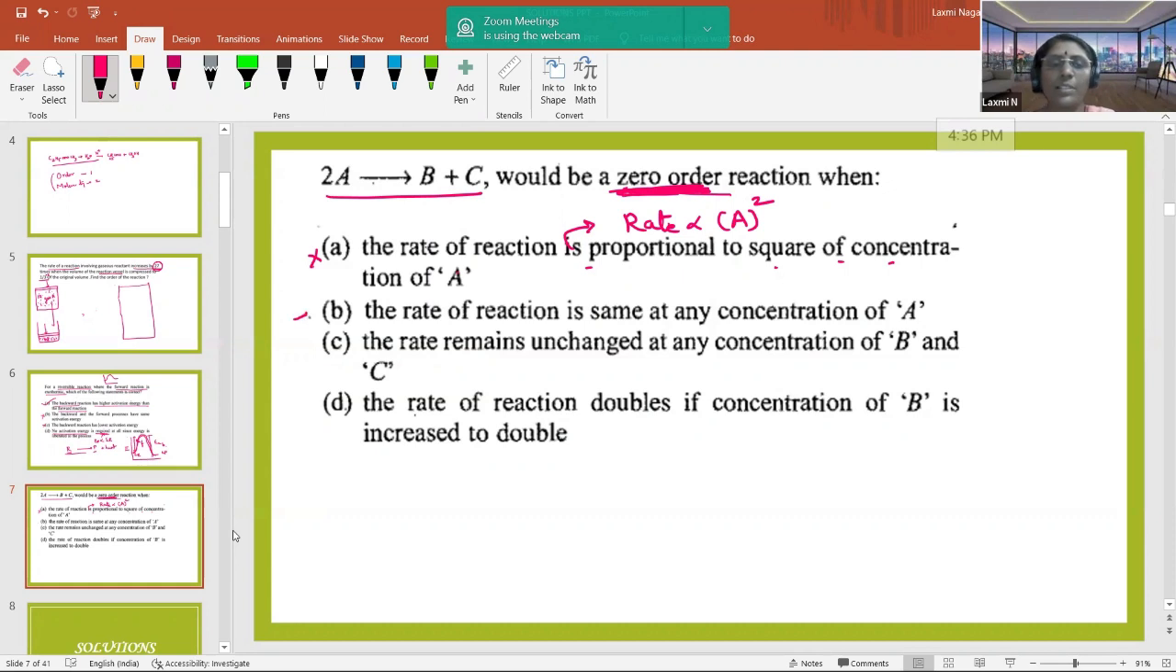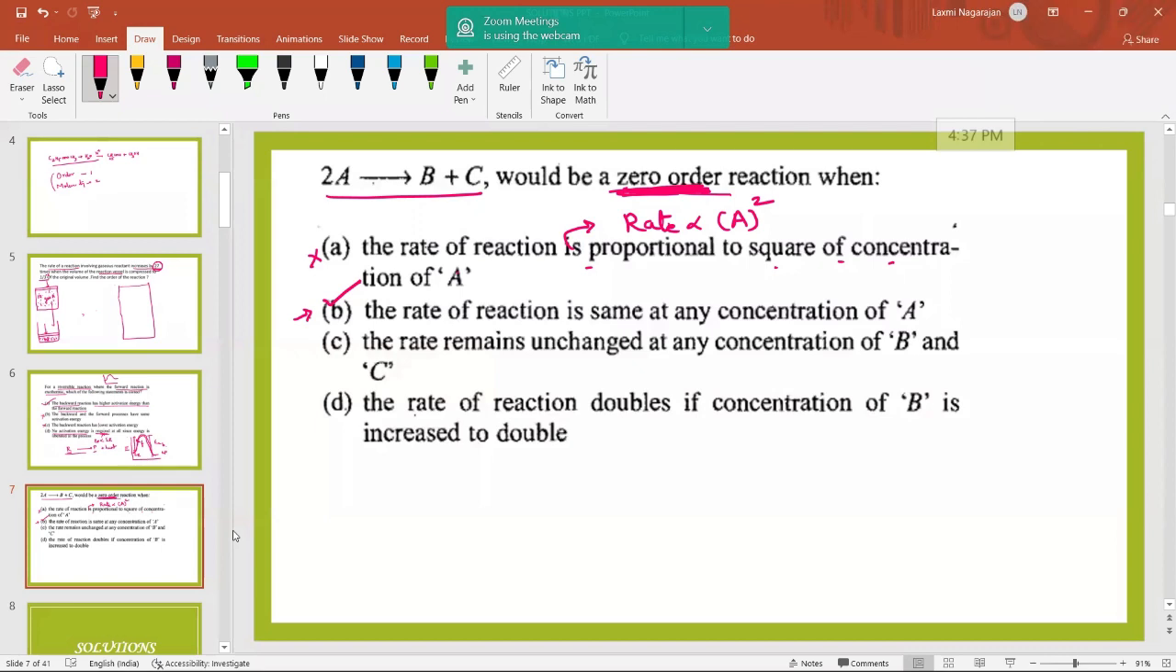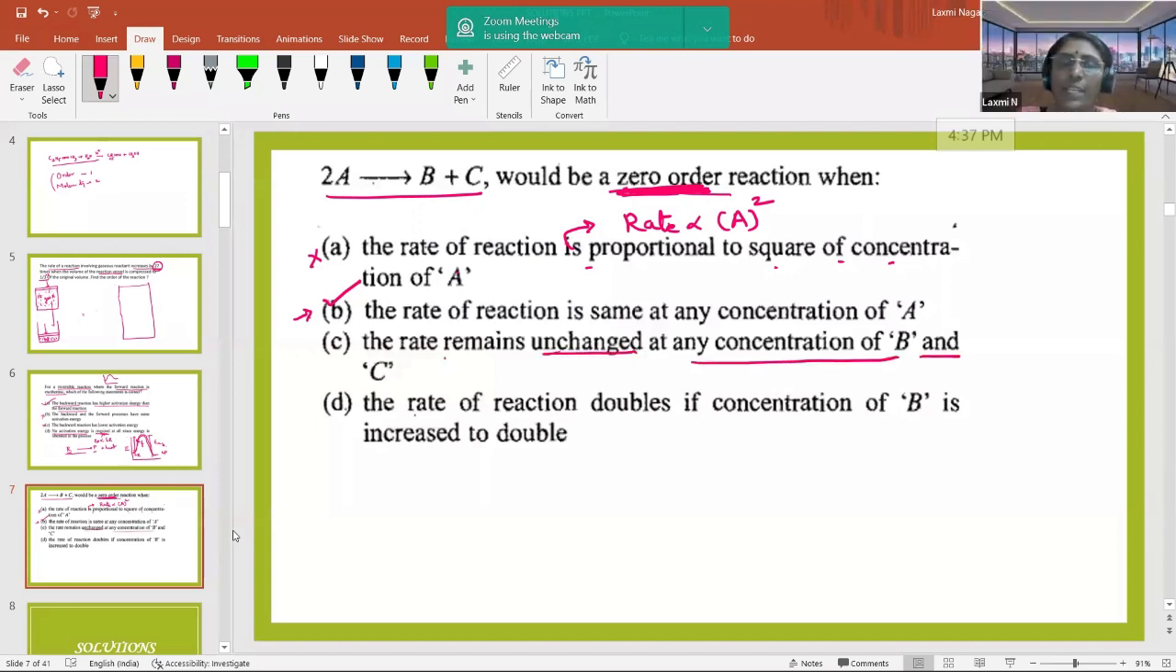So what about this one? The second one is correct, I think, ma'am. The rate of the reaction is the same at any concentration of A, so it does not depend upon the concentration of A. Whatever increase or decrease in the concentration is done, the rate value remains the same. The rate remains unchanged at any concentration of B and C. What is wrong in this?